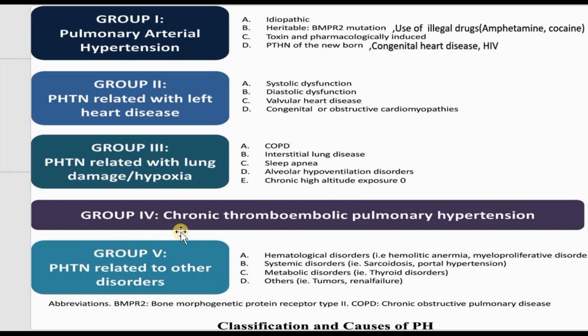Now group 4 is chronic thromboembolic pulmonary hypertension. This is because of the presence of blood clots. If there is a blood clot in the pulmonary arteries, it obstructs the flow through the arteries. As a result, the blood pressure goes up.